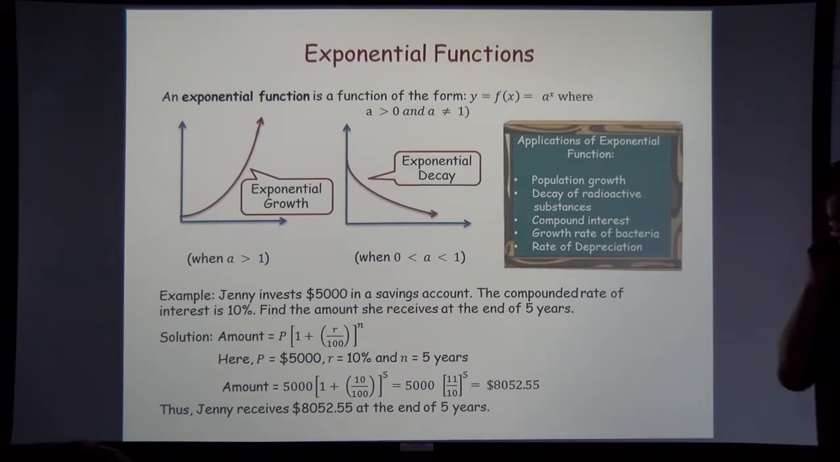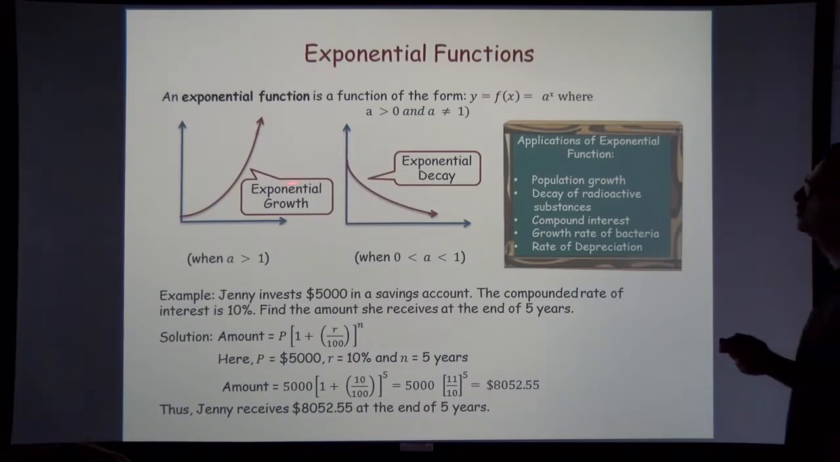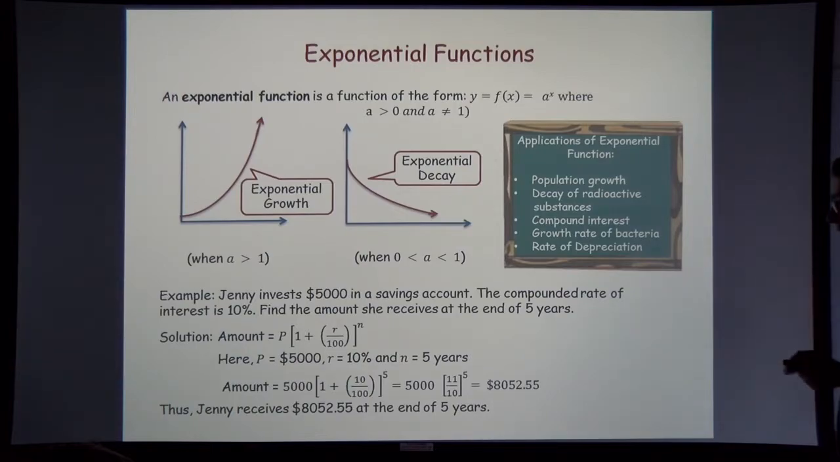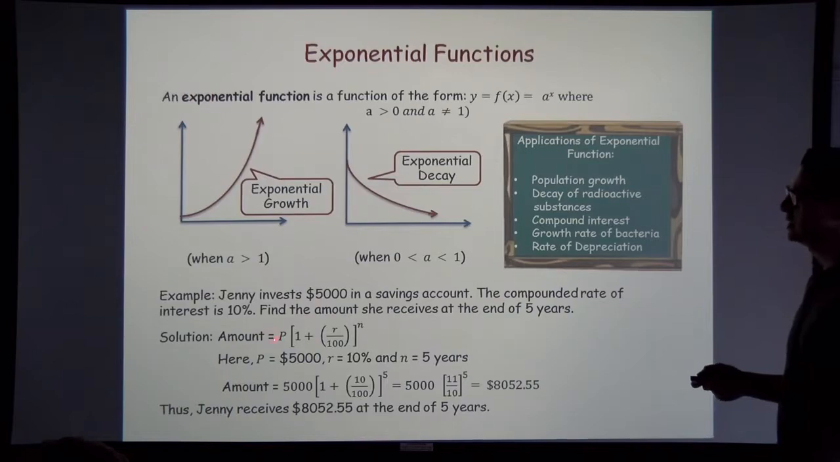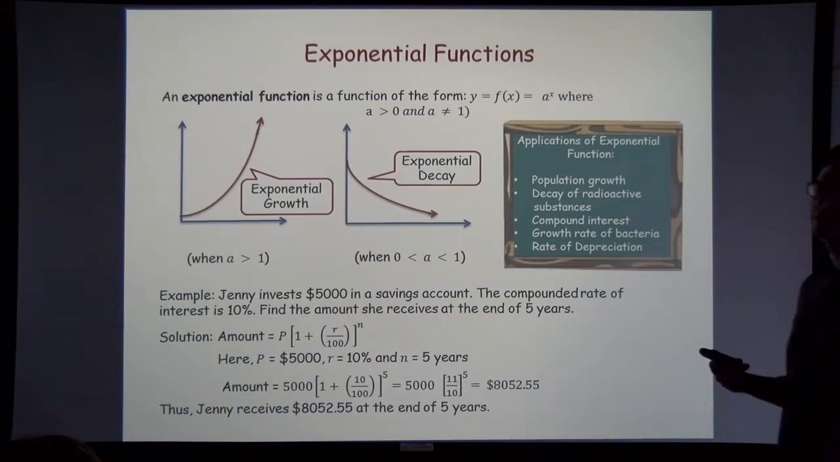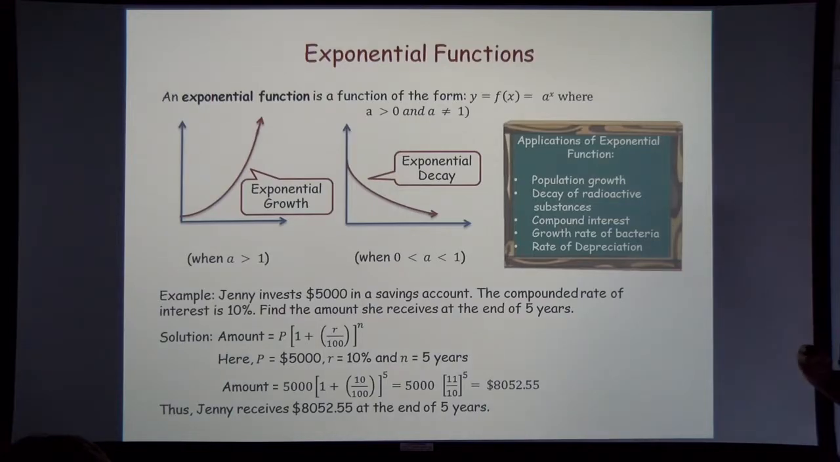Exponential functions. There are two types that we're going to be working with: exponential growth and exponential decay. Exponential growth is represented as P times (1 plus r over 100) raised to n. Our n is going to be our time, and our r is going to be our rate. Our rate is always given to us as a percentage. Every single time we get a percentage, we want to change it to a decimal, so we move our decimal 2 places to the left.